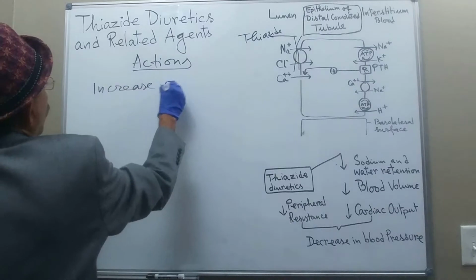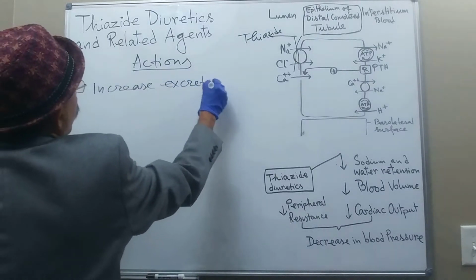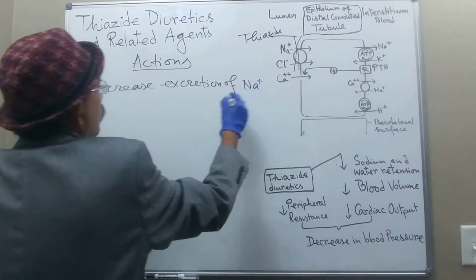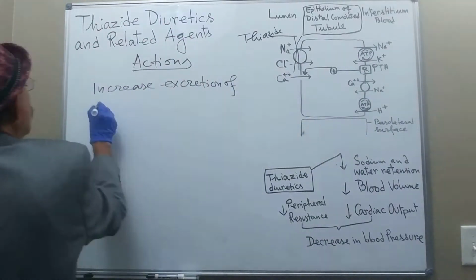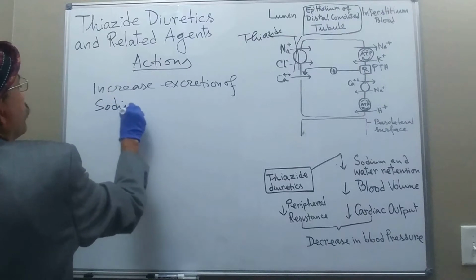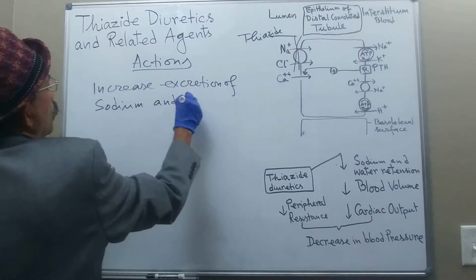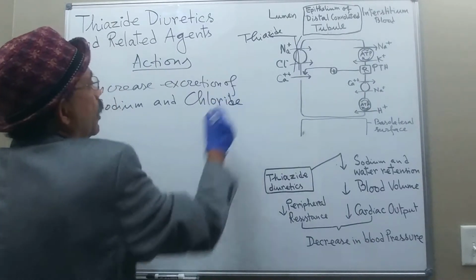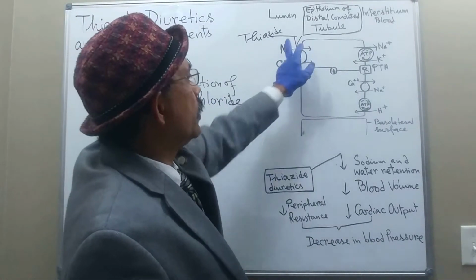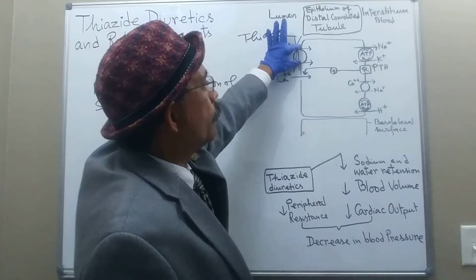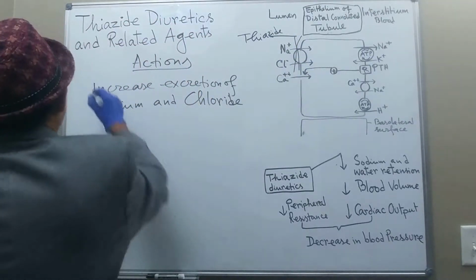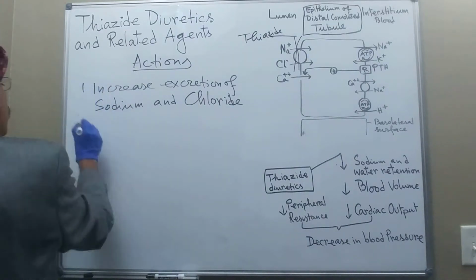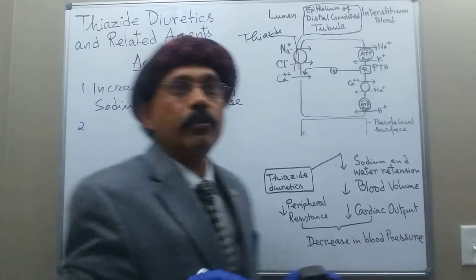Increase excretion of sodium and chloride. How? By blocking the sodium chloride co-transport mechanism here. Okay, this is one action. Number two, what is the second action?